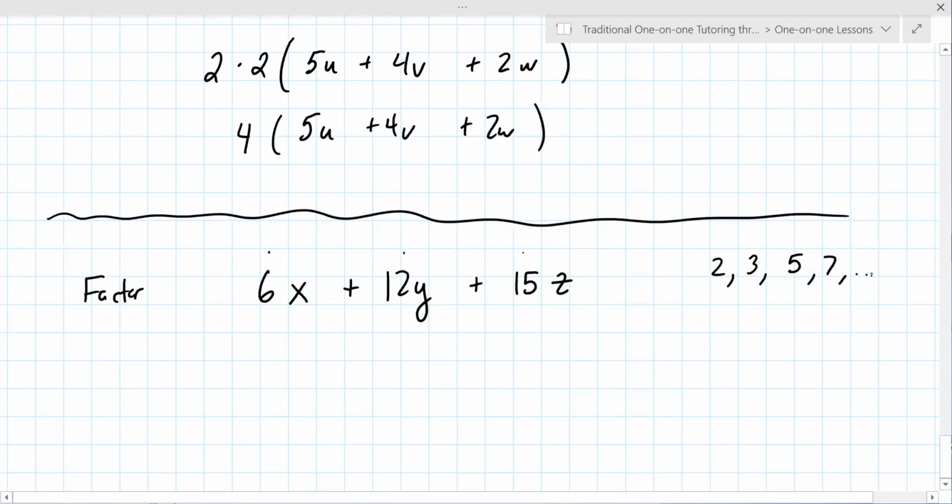Do any of these numbers go into all three of these? Like is 6, 12, and 15 divisible by 2? No. Nope. How about 3? Does that work? Yes. Okay, so put a 3 on the outside. What goes inside?